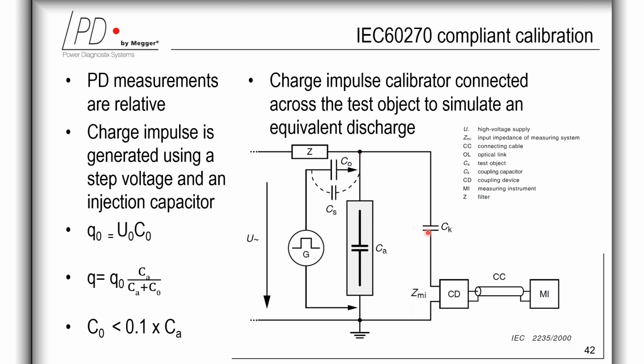And looking at the figure, it's obvious that C0 should be small against the capacitance of the device under test. Otherwise, the intended charge Q0 is lowered to Q as a function of these mentioned capacitances. And the relevant standard 60270 sets this permissible limit: C0 should be lower than 0.5 times the capacitance of the device under test.